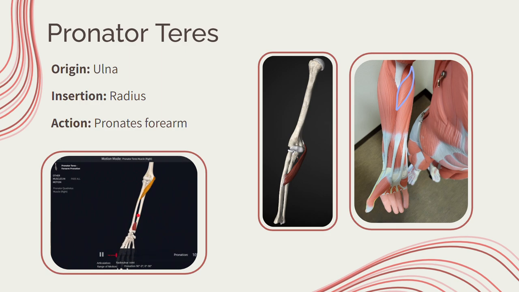Pronating the forearm is when your palm is face down. So you can see here in this animation how the forearm is turning. We can see how it's turning on the radius right here. And then here on the human model, it would be located right here.